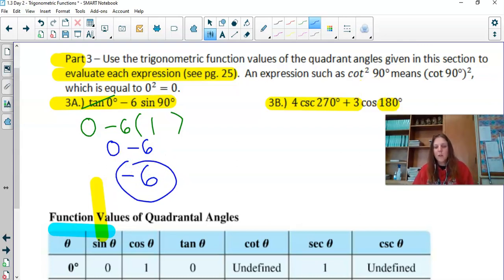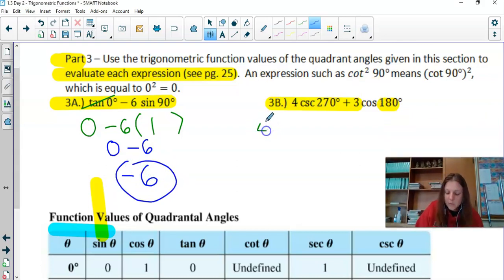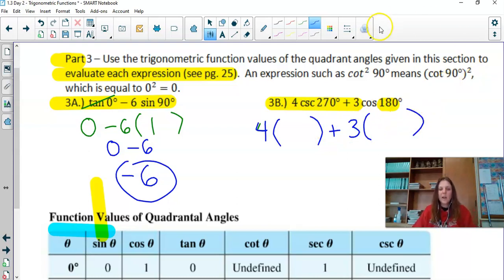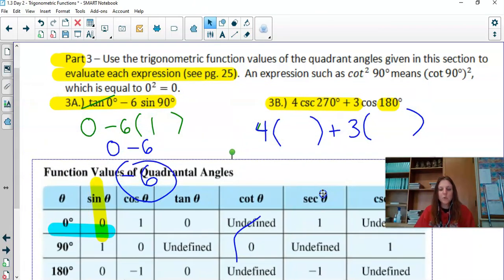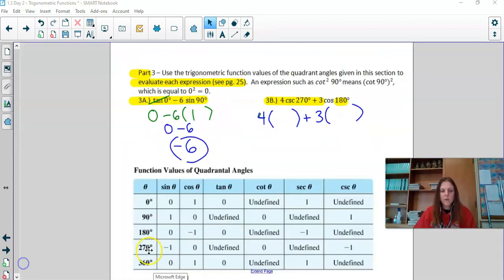Let's try the next one. We've got 4 times the cosecant of 270 plus 3 times the cosine of 180. Okay, so go to cosecant and find 270. So here's 270. I'm going to follow that over until I see cosecant. Here's my cosecant column. Here's 270. So the two meet right here at -1. So the cosecant of 270 is going to be -1.